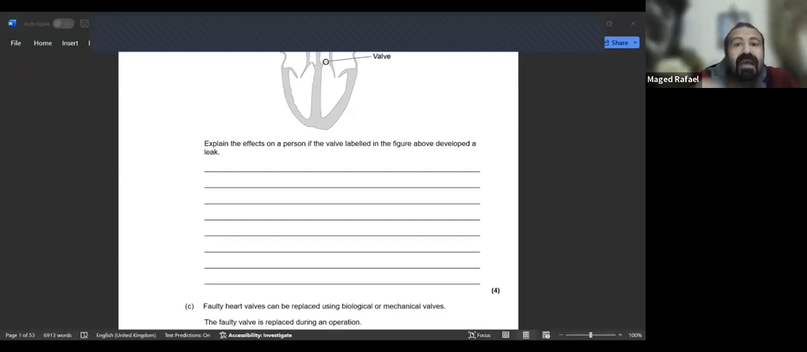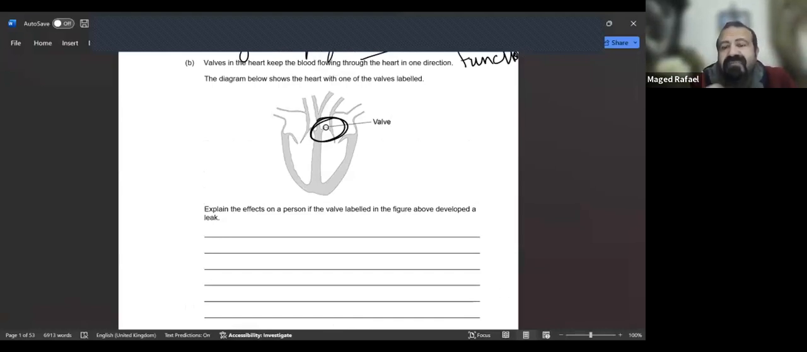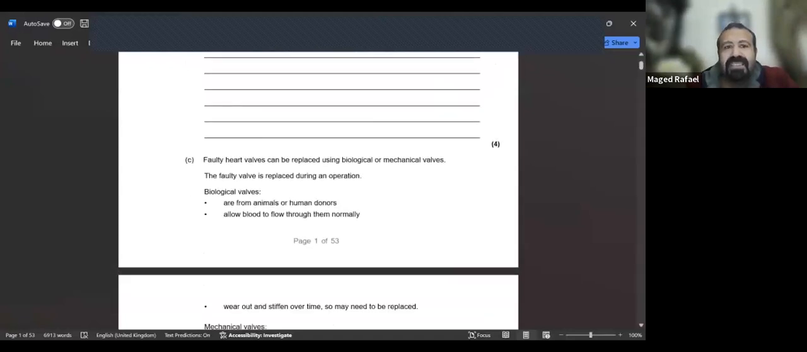I'm not talking about the function of all valves. I'm talking about this valve only. This valve opens in one direction to deliver oxygenated blood to the body cells, to all of the respiring tissues. So you need to talk about this function specifically, not about the general function of valves. You got it? Let's go to the next question.